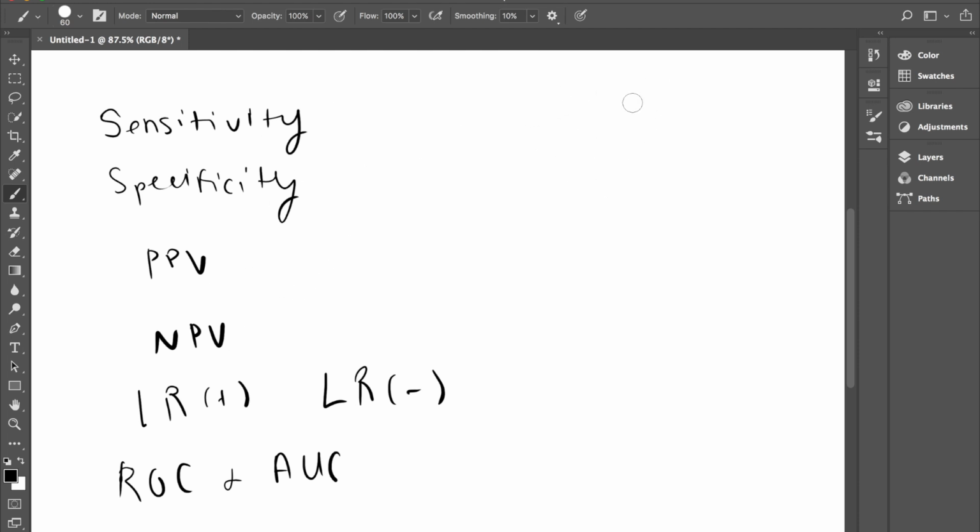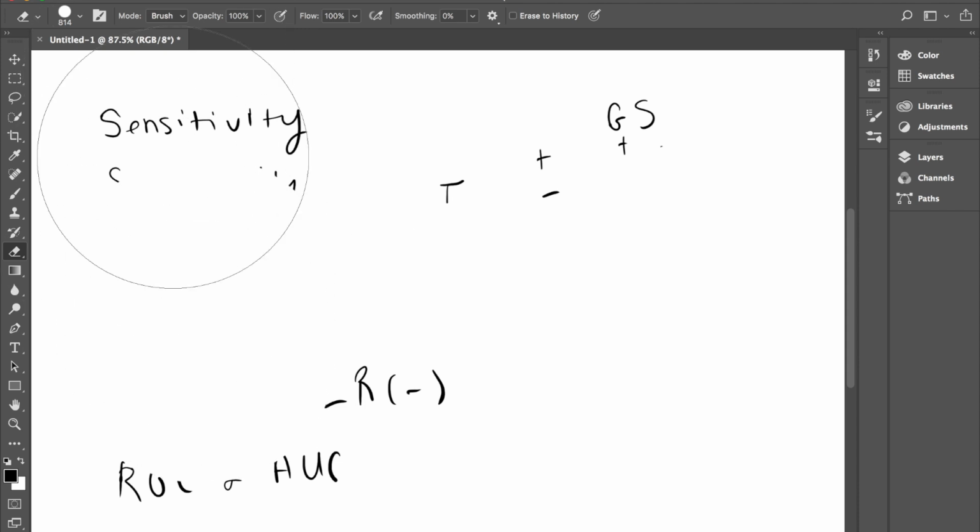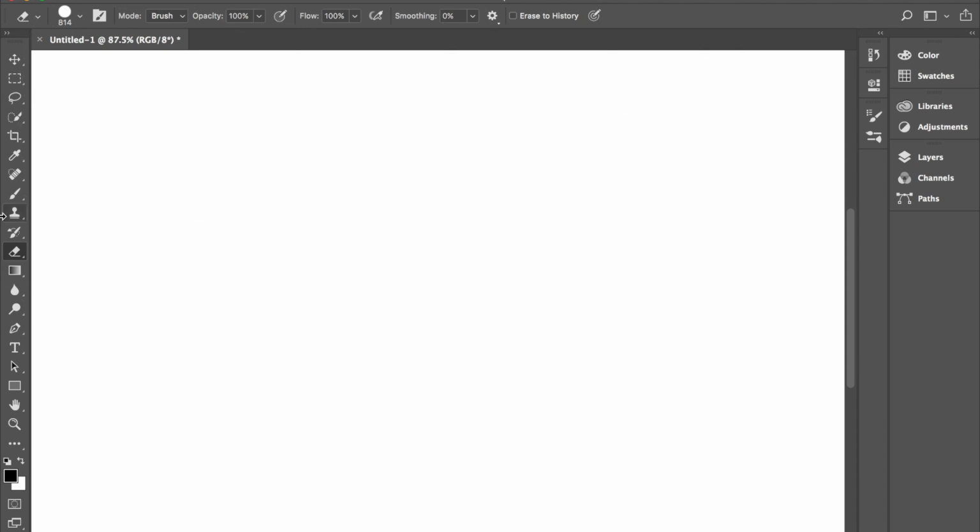So let's say that our gold standard is up here, and let's say that we have our test down here, right? So our 2x2 contingency table is going to go like this: positive, negative, positive, negative. Let me erase this, and then we'll draw a better 2x2 contingency table, and maybe we'll go through some examples. Okay, so we have our gold standard results up here, and we're going to have our test results down here. Positive, negative, my bad.